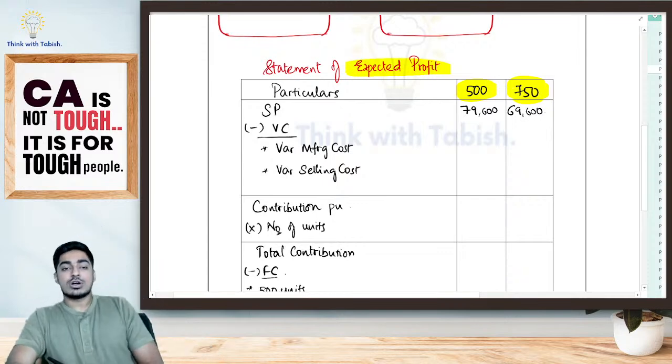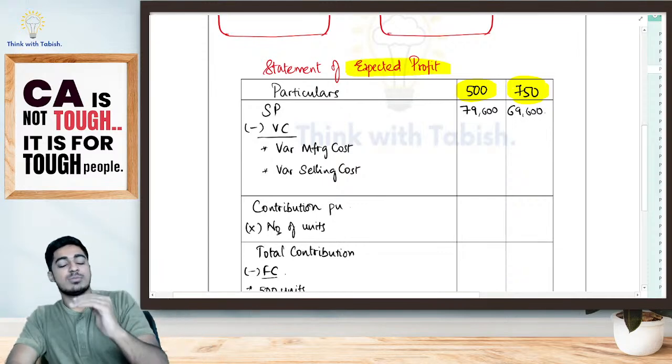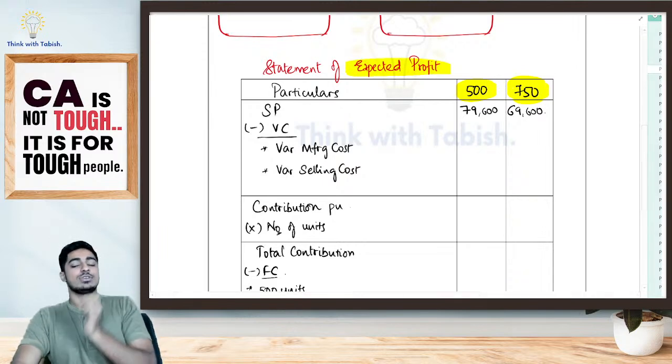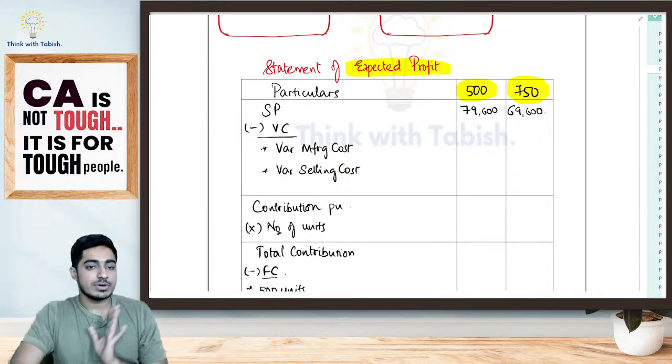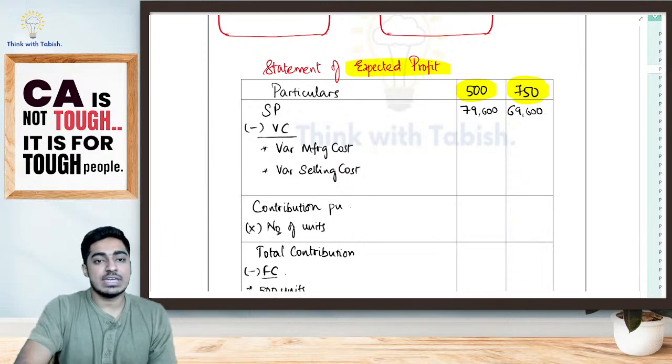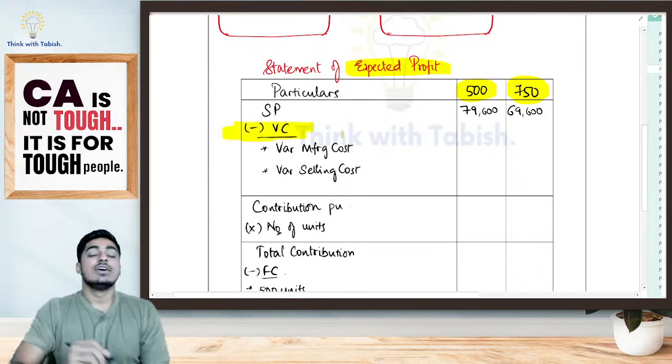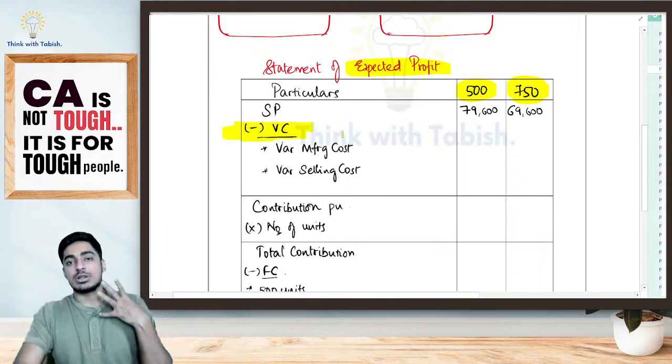So we know the marginal cost sheet format. Sales minus variable cost gives you contribution. From contribution, you reduce your fixed cost, you will arrive at profit. Now, we want to calculate our variable cost. Yes, variable cost, total variable cost.